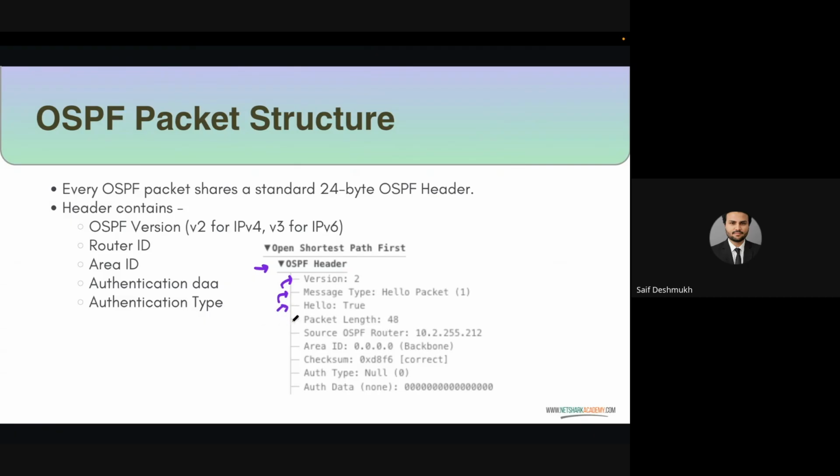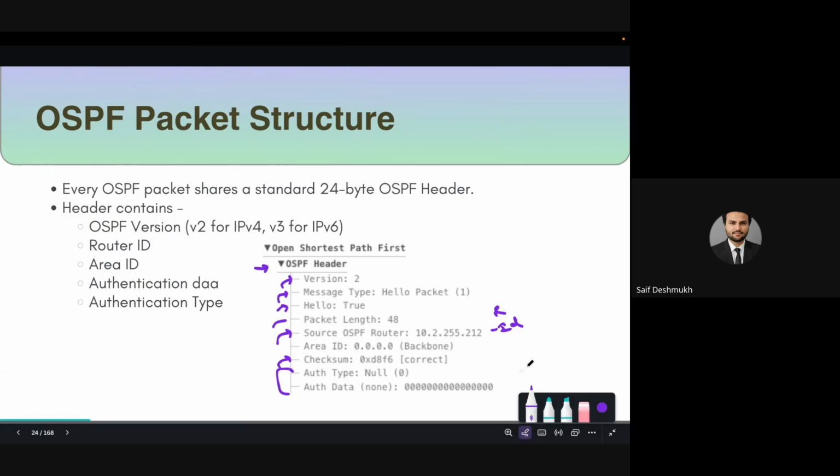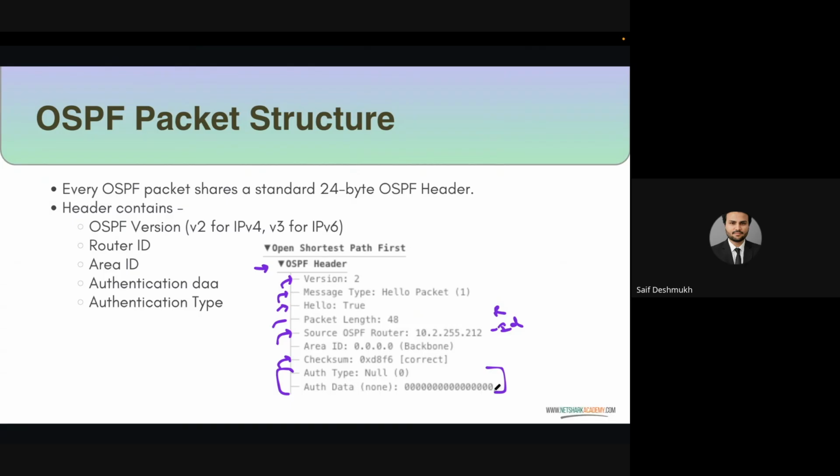Then the packet length, and the source OSPF router. This is the router ID and not the IP address. OSPF uses its own checksum as well. We're going to dive deep into checksums later. And then authentication also. Even though we don't have anything at the moment, I barely enabled OSPF on router 212. It sent out this hello packet. In that hello packet, the header was already attached.